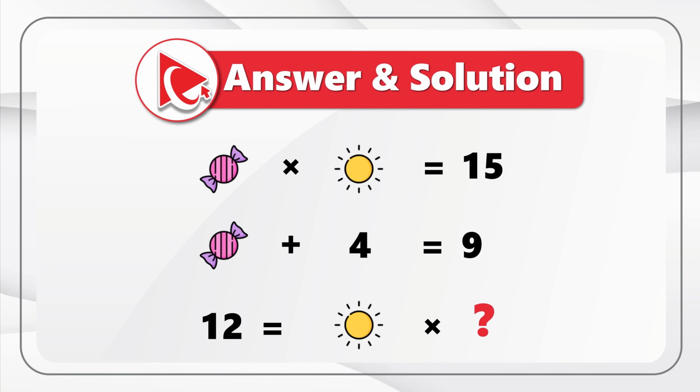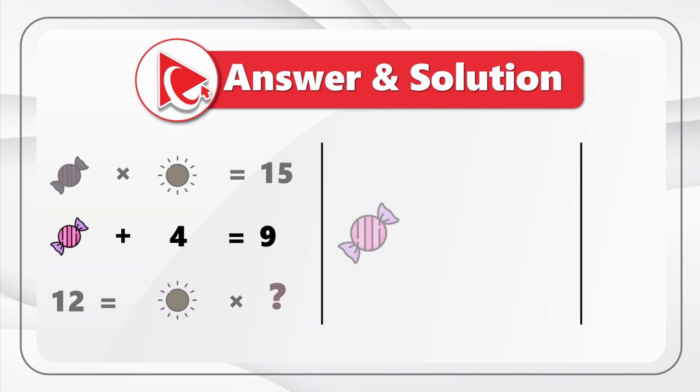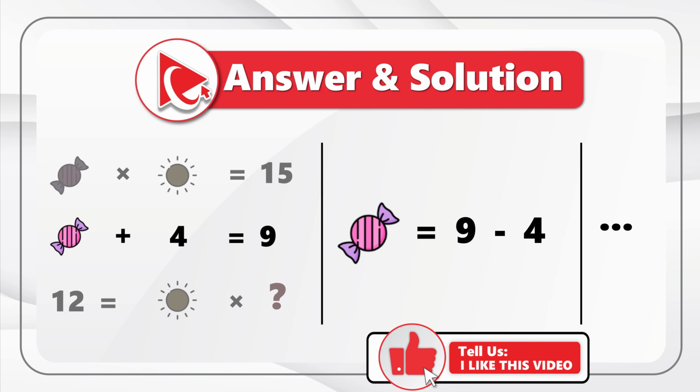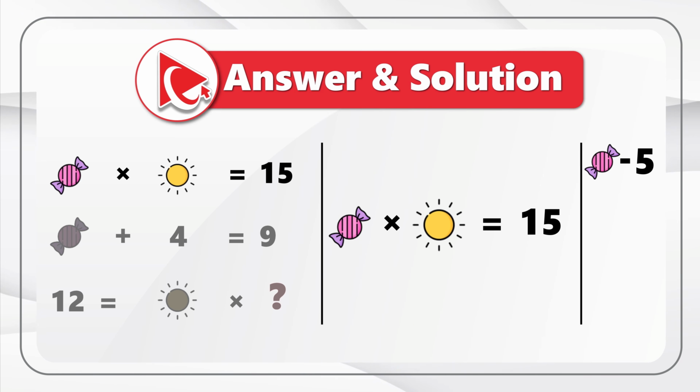This set of expressions looks unsolvable, but in reality, if we start with the middle expression, we can actually solve it. Let me demonstrate. Let's start with the expression candy plus 4 equals 9. Believe it or not, we can actually calculate it. Candy would be equal to 9 minus 4, which is 5. Now, knowing the value of candy, let's focus on the top expression. Candy multiplied by sun equals 15. We know that the value of candy is 5, and when we substitute candy, it would be 5 multiplied by sun equals 15. So the calculated value for the sun would be 3.